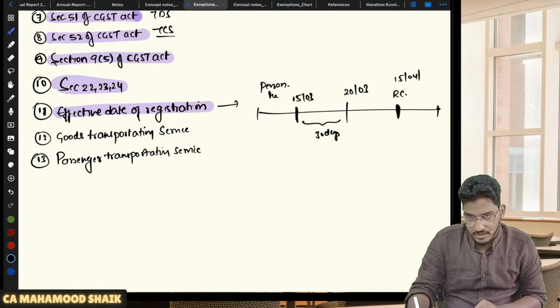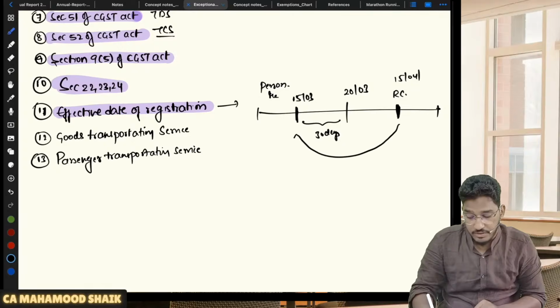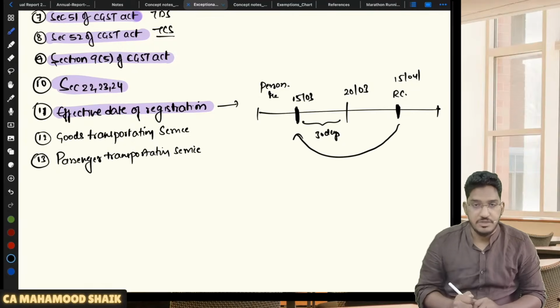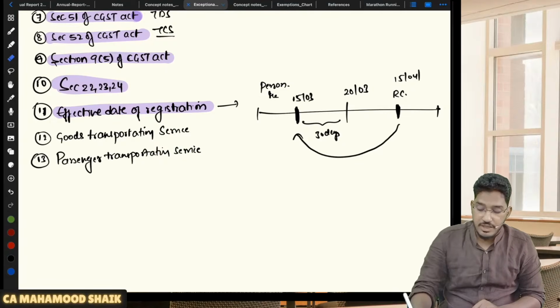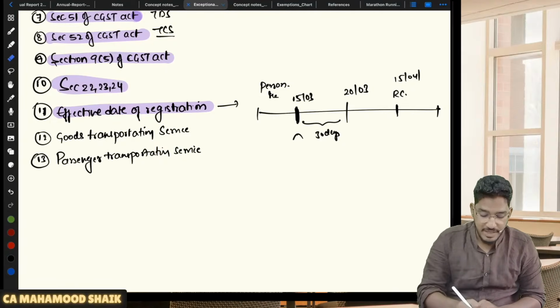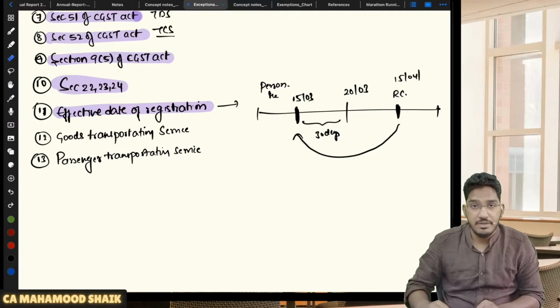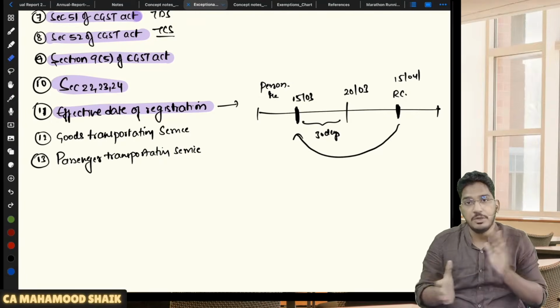Even though you get the registration certificate here, your registration will be effective retrospectively from the date you become liable for registration. Even though you got the registration certificate later, your registration will be effective retrospectively from the date you become liable for registration. From that point of time, your registration will come into force.